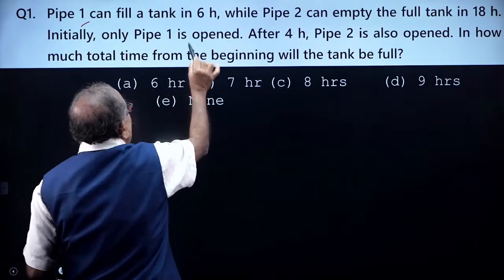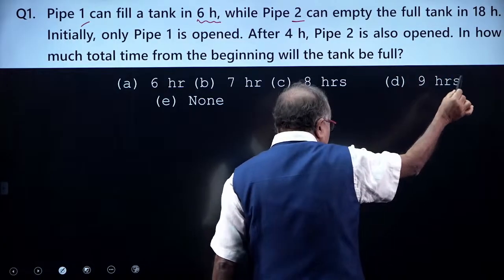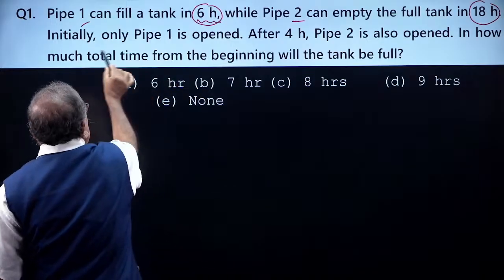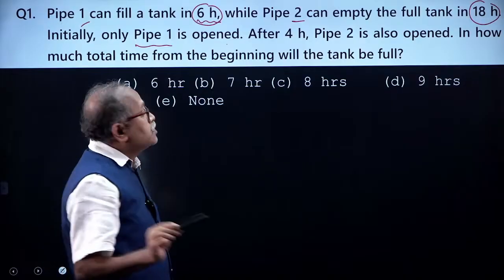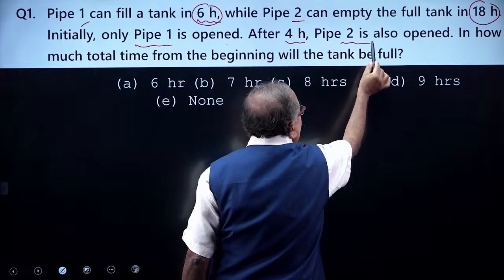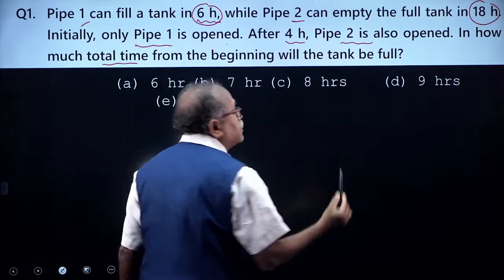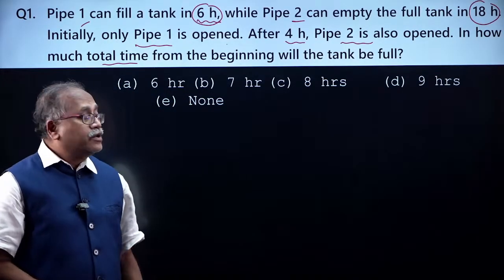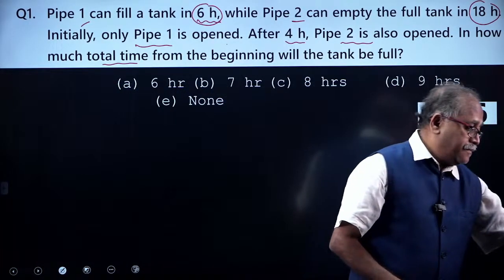Pipe A can fill a tank in 6 hours, and pipe 2 can fill the tank in 18 hours. Okay, this is 6 hours, this is 18 hours. Initially pipe 1 is opened, and after 4 hours pipe 2 is also opened. In how much total time from the beginning will the tank be full? It's a very simple question, but it comes very frequently in the exam. Your 30 seconds starts now.